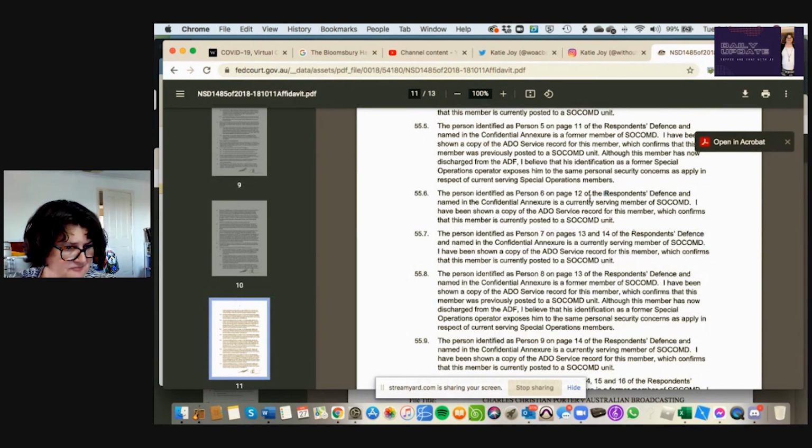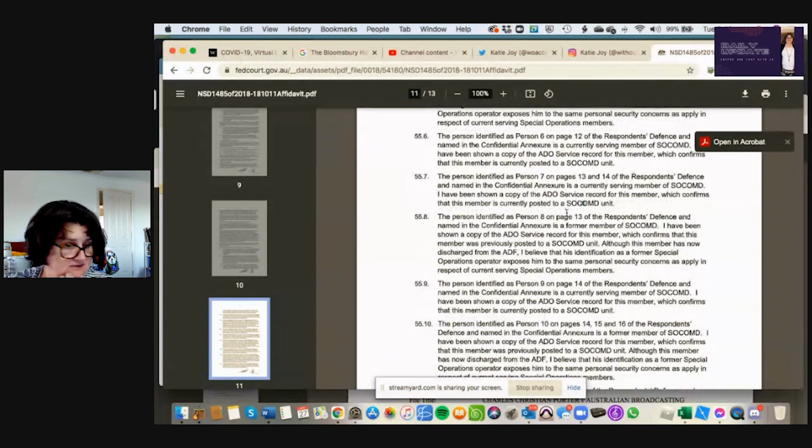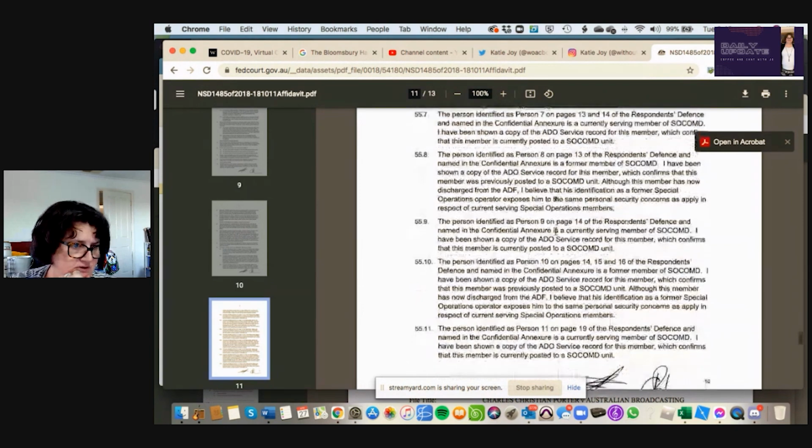Person 6 on page 12 is a current serving member of the SOCOMD, and the service record confirms that the member is currently posted to a SOCOMD unit. Person 7 is a current serving member of the SOCOMD. The service record for that member confirms that he is currently posted to a SOCOMD unit. Person 8 is a former member of the SOCOMD. The member has now been discharged from the ADF. I believe that there is a security risk.